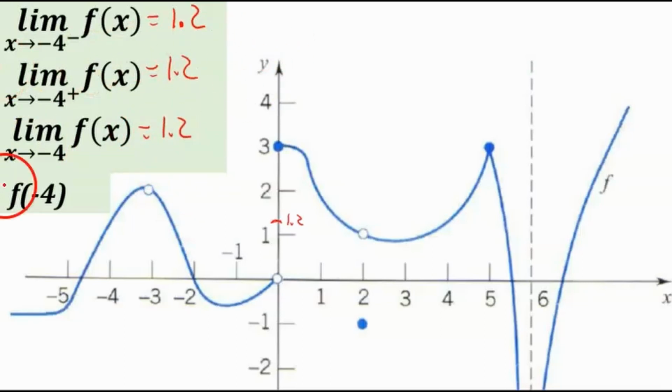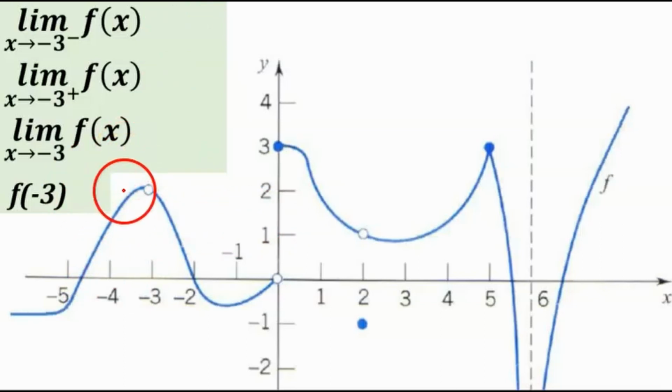And this last one here always comes up on exams, f of -4. So what's the value of the function at -4? When x is -4, what's the value of f? Well, you plug in -4 for x, then the function is 1.2 as well.